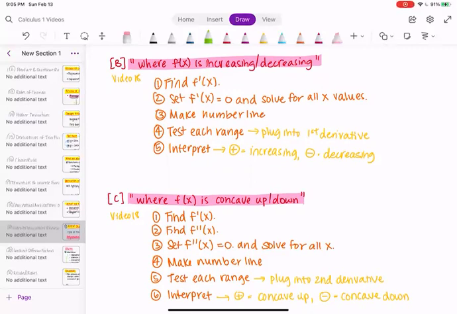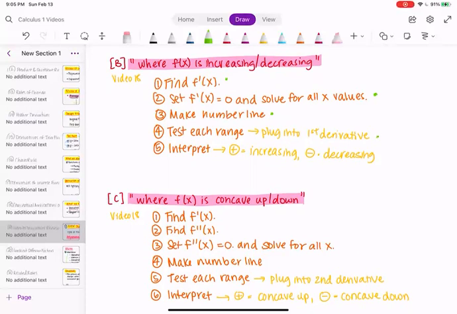So in the process to find where a function is increasing or decreasing, you find the first derivative, set it equal to 0 and solve for x, put all those x values on a number line, and test numbers inside of each range divided up by that number line.